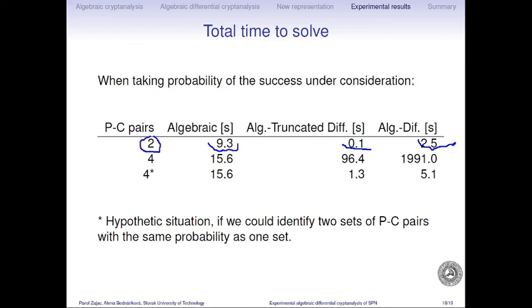In this case we use 2 PC pairs. If we extend it to 4 PC pairs, we need probability p squared to find such a pair of PC pairs, and then the algebraic differential methods are much slower because of this squared factor. In a hypothetical situation, if we can somehow find 2 such pairs of PC pairs, so 4 valid pairs, with just probability p, this would be much better.